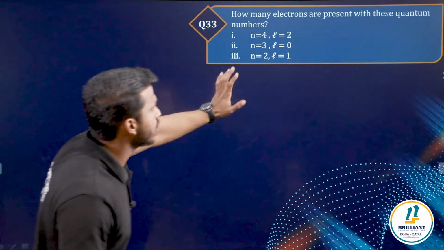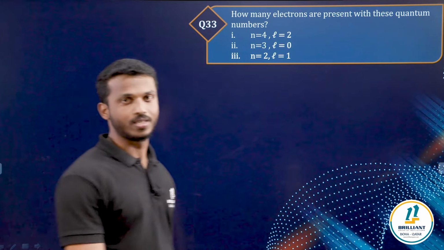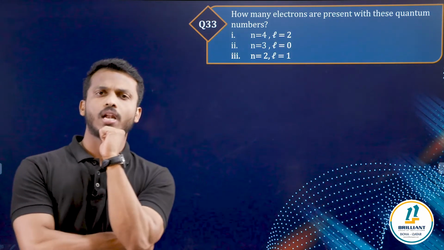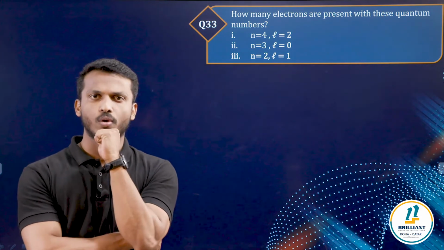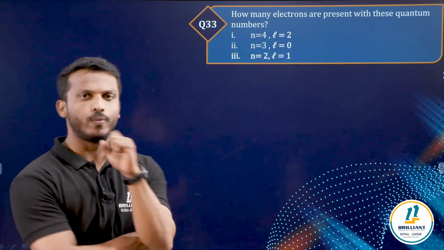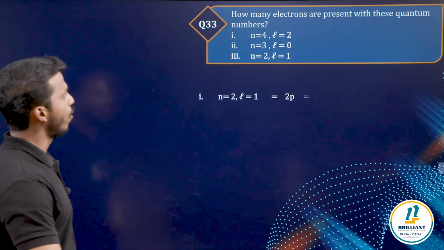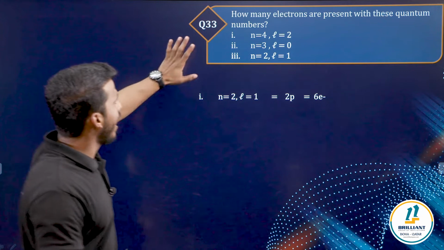How many electrons are present with these quantum numbers? Dear all, n equal to 4, l equal to 2. Can you tell me which orbital is this? n equal to 4, l equal to 2. Which orbital is this? That is 4d. Yes or no? 4d.